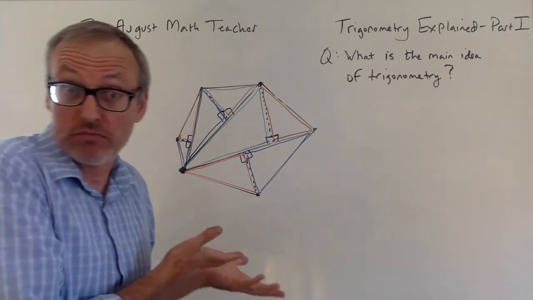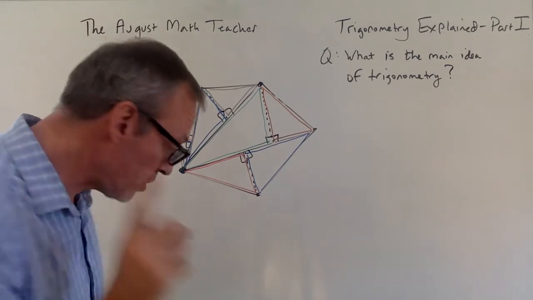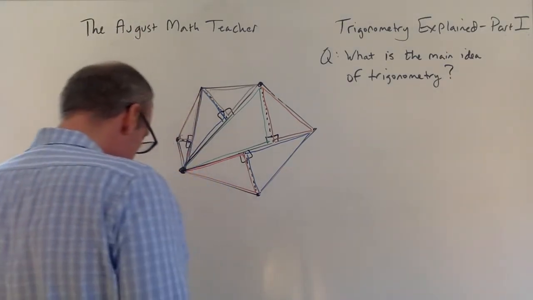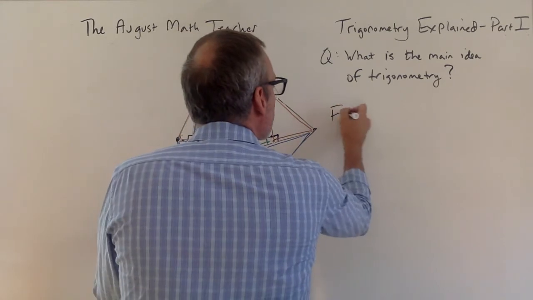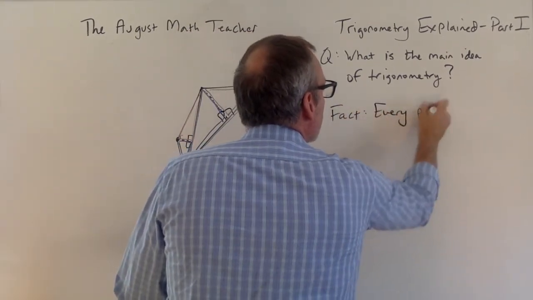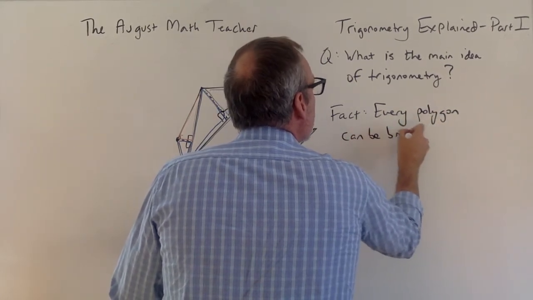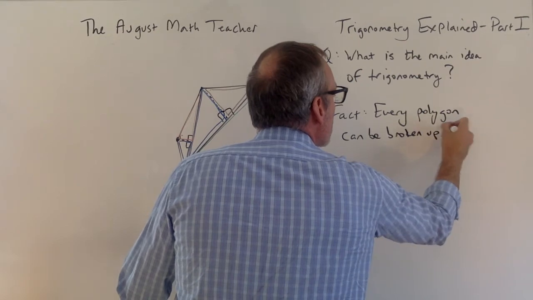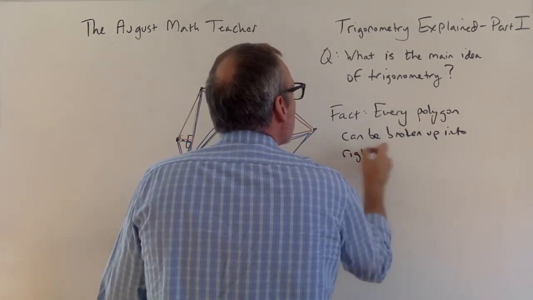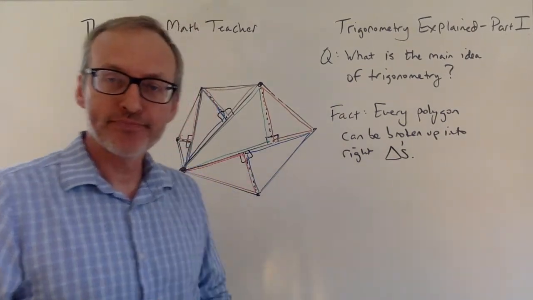Now, why am I showing this to you? Trigonometry is not just about this idea, but I want you to notice something out of all of this. Here's a fact. Every polygon can be broken up into right triangles.